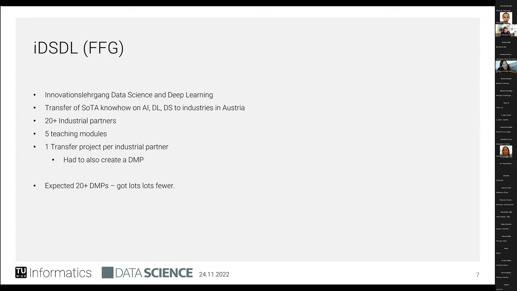Why the need at the time? Because very many developments, especially in deep learning and data science, were so new that all the IT specialists already working in the industry didn't have all that know-how, and the universities only started teaching it at that point. So there was an estimated gap of 5-6 years until these developments in data science and deep learning would actually arrive in the IT industry in Austria, and even more time to be adopted. So this was the main focus of the Innovationslehrgang IDSDL.